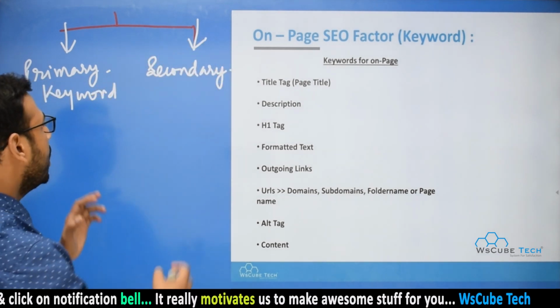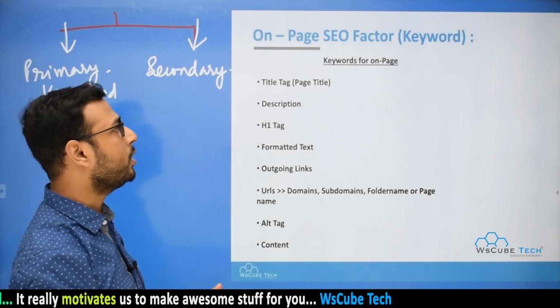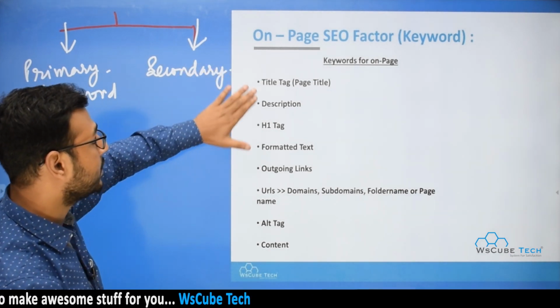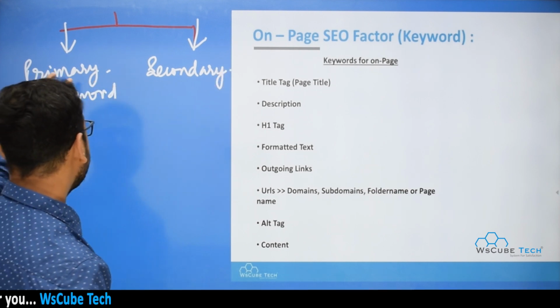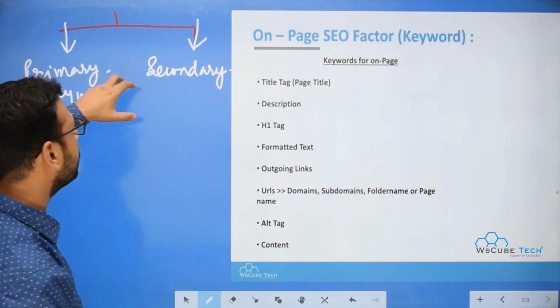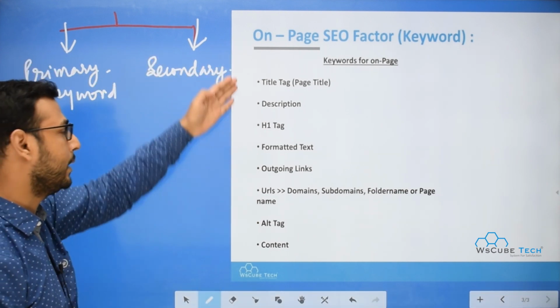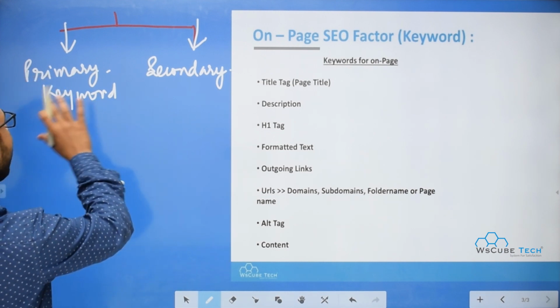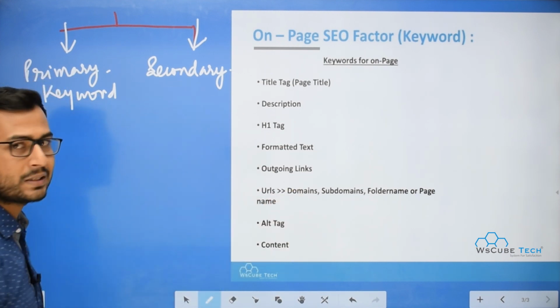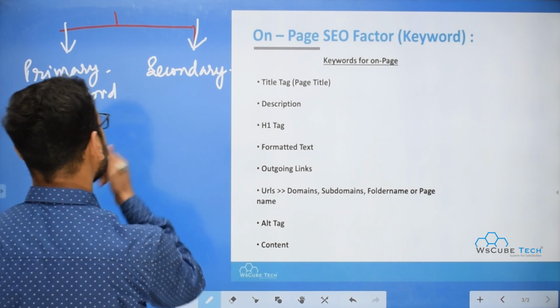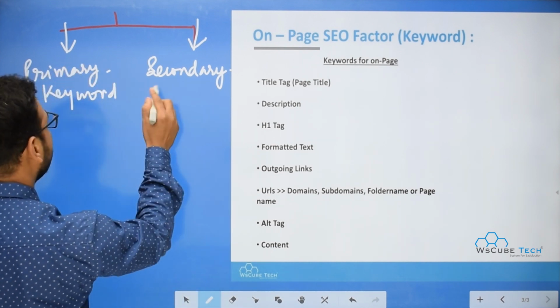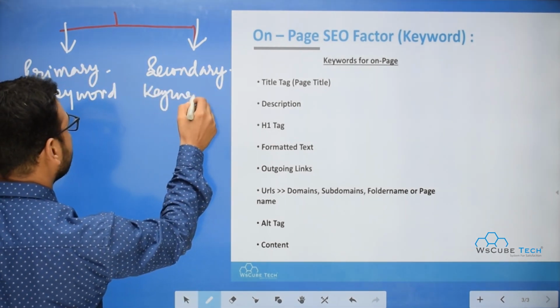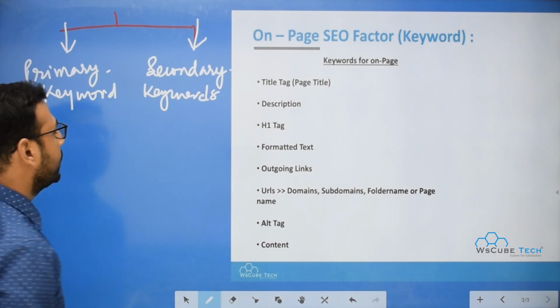but yes, you have to use secondary keywords also. In your on-page strategy, or in the different elements present on your web page, you have to put these primary keywords and secondary keywords in these elements. So guys, you have to use a mix of primary keywords as well as secondary keywords. I'll be writing over here primary keywords and secondary keywords. So you have shortlisted these two types of keywords, right?